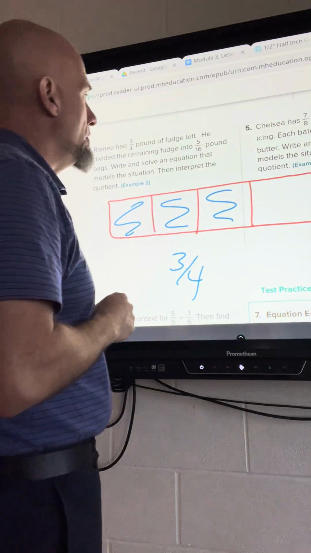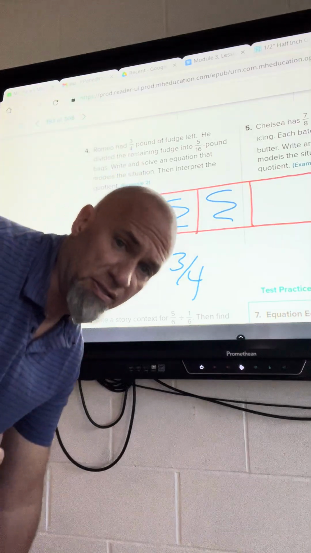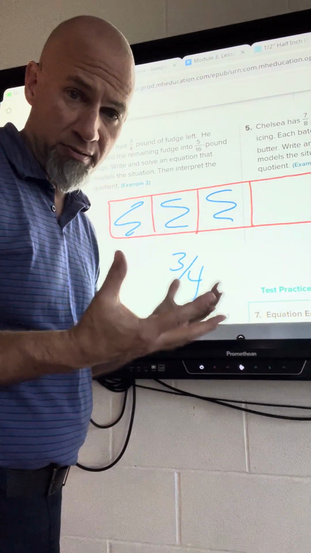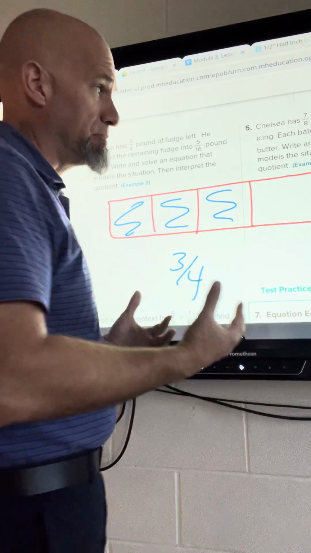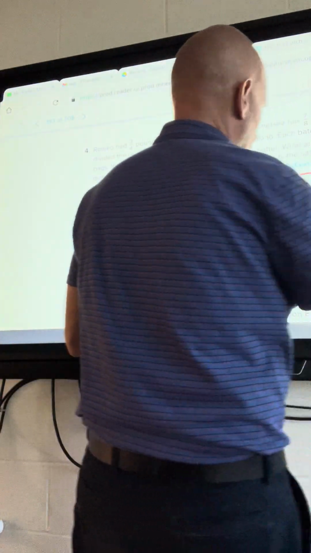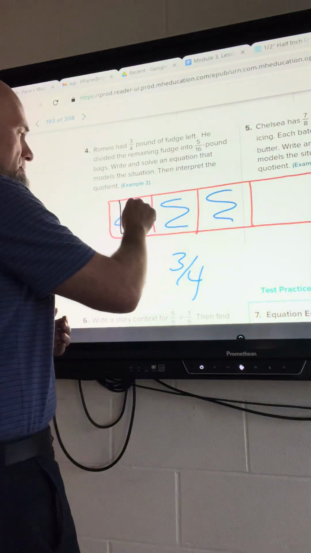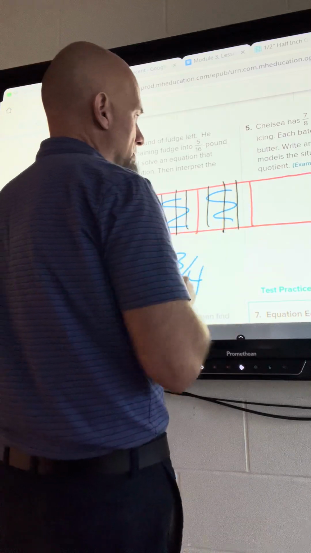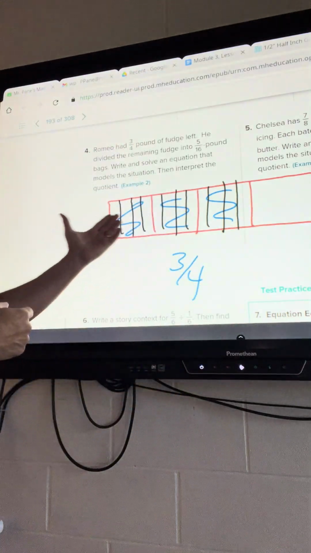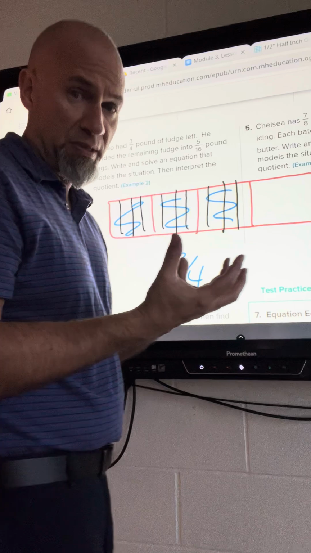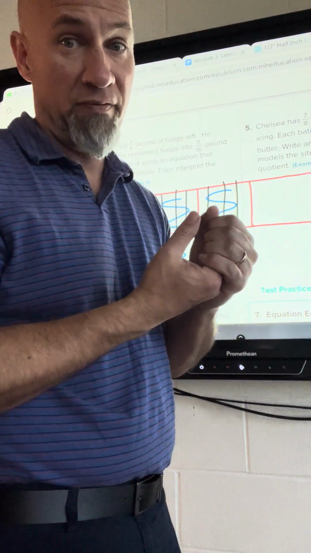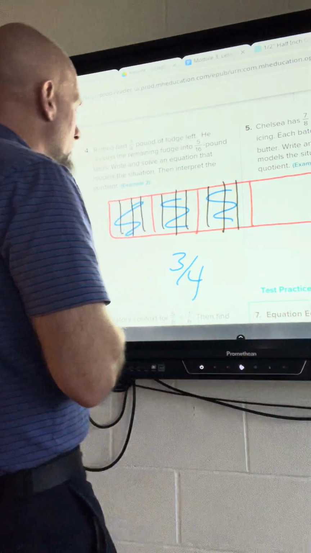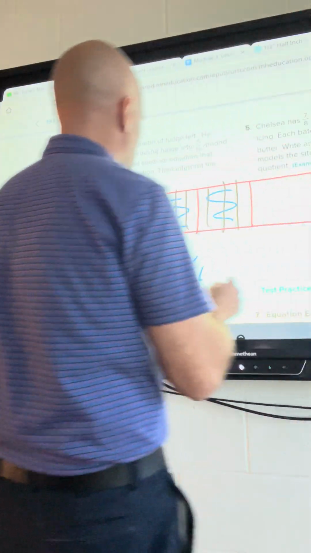Now I want to find how many groups of 5/16 there are. So I would have to cut each one of these fourths into 4 pieces so I can make 16ths. And then I can look for groups of 5/16 here. Now each one of these fourths, because it's been cut into 4 pieces, is 4/16, which, 1/4 and 4/16 are equivalent. So let's circle groups of 5/16.